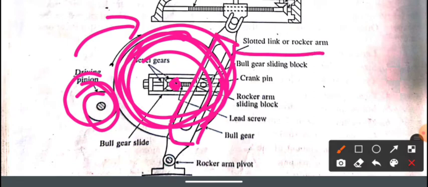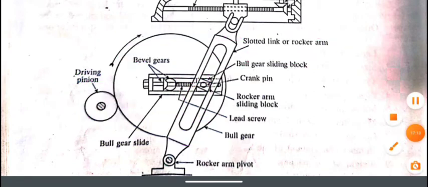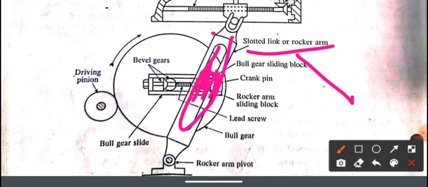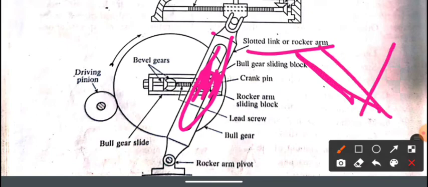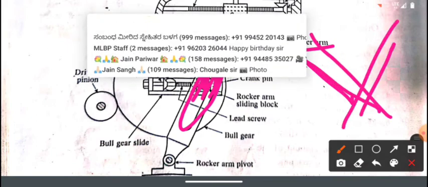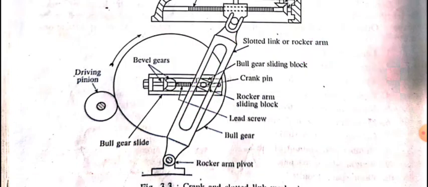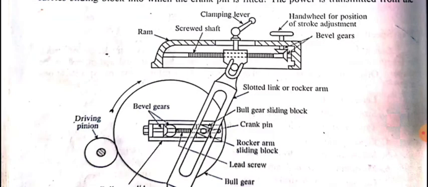This slotted link or rocker arm you are seeing, this is the slotted link. Here one block will be there, and it will start sliding in this. When it slides, the rod will come to this side, the entire slotted link will move like this. By this, rotary motion is converted into reciprocating movement of the ram.